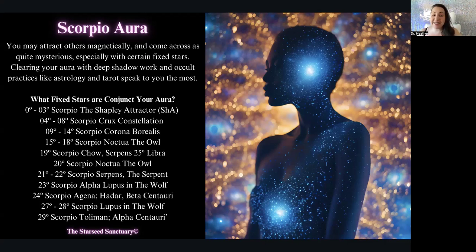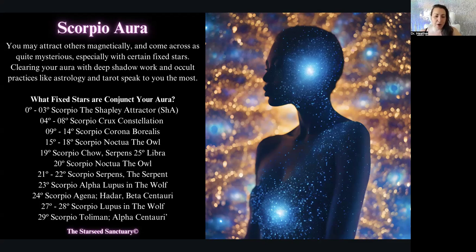Okay, 4 to 8 degrees of Scorpio, if that's your natal asteroid placement, this is conjunct the Crux constellation. 9 to 14 degrees would be Corona Borealis, the northern crown. 15 to 18 degrees of Scorpio is conjunct Noctua, the owl. I did a deep dive into this star system, which is one of the lost constellations. Really cool. If that's your natal aura, I definitely recommend you go watch the Noctua Starseed webinar.